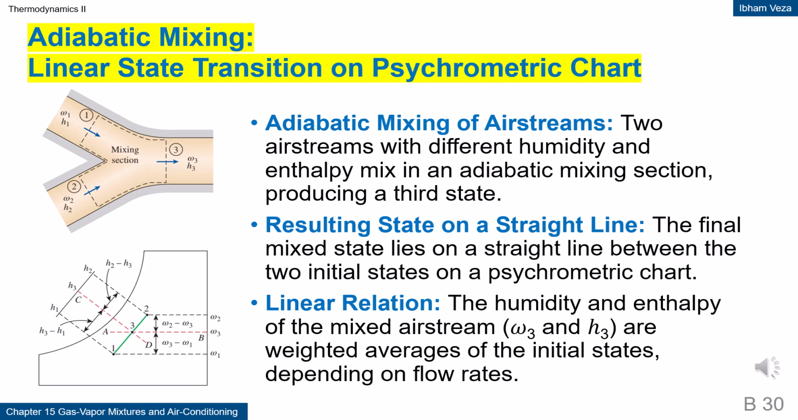Adiabatic mixing of air streams. Two air streams with different conditions can be mixed without heat transfer to the surroundings. The final mixed state lies on a straight line connecting the two initial states on the psychrometric chart. The enthalpy and specific humidity of the mixture are weighted averages of the two inlet streams. This process often occurs in ventilation and air conditioning systems.